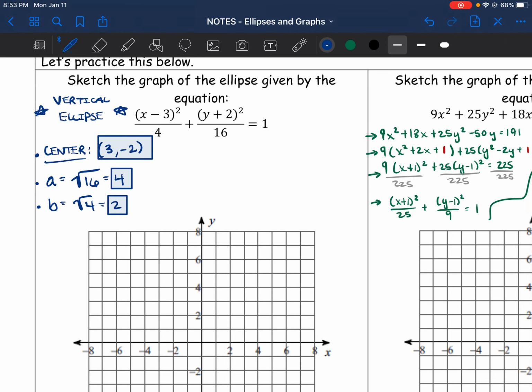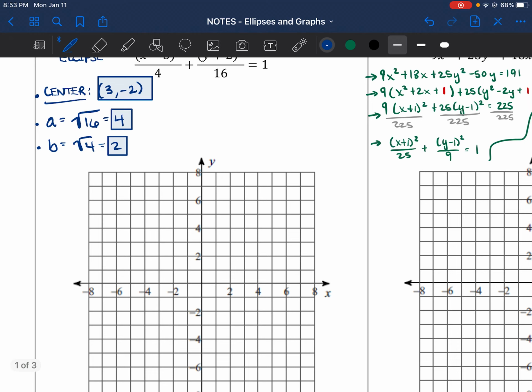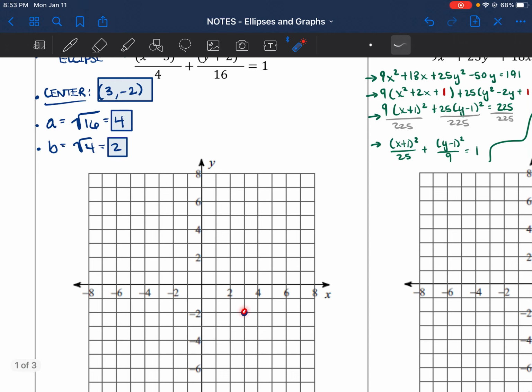So here's the strategy. We want to plot the center first. So let's plot the point 3, negative 2 on our graph, which is right here. Now A represents the distance from the center to one of the vertices, and remember that the vertices are located on the major axis. So remember this is a vertical ellipse, so if I go 4 in each vertical direction from the center, that's going to give us the coordinates of the vertices. So 1, 2, 3, 4 up from the center, 1, 2, 3, 4 down from the center.